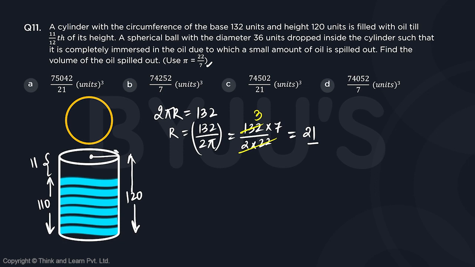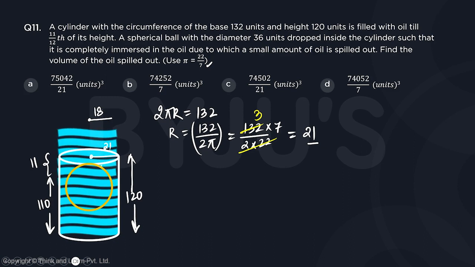Now, we have a spherical ball with a diameter of 36. That means the radius is going to be 18 units. Now, when the ball is dropped inside the cylinder, because of the volume of the water displaced by this sphere or this ball, the water will rise and some part of the water will spill out. So we need to find out how much water is spilled out.